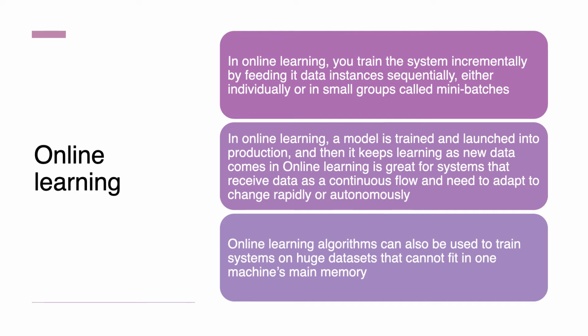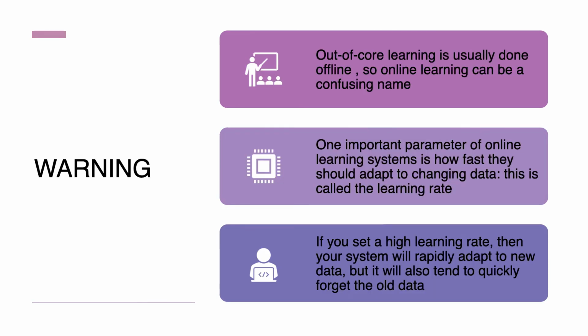Once an online learning system has learned about new data instances, it does not need them anymore, so you can discard them. This can save a huge amount of space. Online learning algorithms can also be used to train systems on huge datasets that cannot fit in one machine's main memory. This is called out-of-core learning. The algorithm loads part of the data, runs a training step on that data, and repeats the process until it has run on all of the data. Out-of-core learning is usually done offline, not on the live system, so online learning can be a confusing name. Think of it as incremental learning.